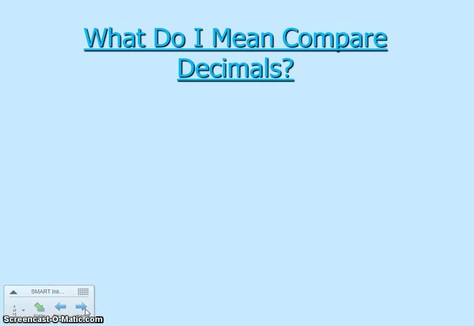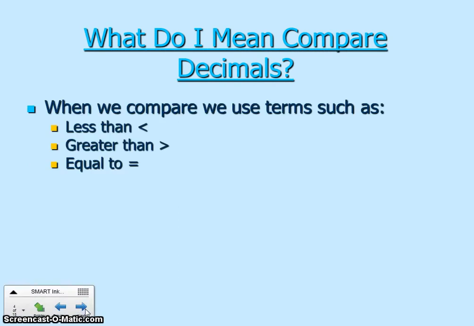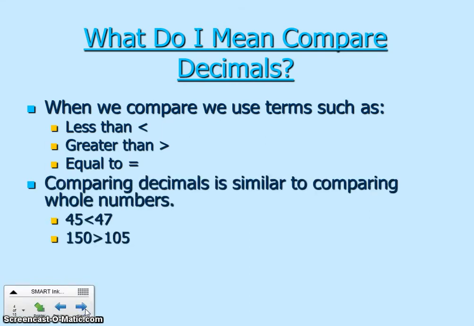So, what do I mean by compare decimals? Well, when we compare, we're going to use such terms as less than with the less than symbol, greater than with the greater than symbol, or equal to with the equal sign. And when we compare decimals, we're going to try to remember back to when we compared whole numbers because it's very, very similar. We start with the largest place value on the left and we work our way over to the right. So for an example, 45 would be less than 47 and 150 is greater than 105.